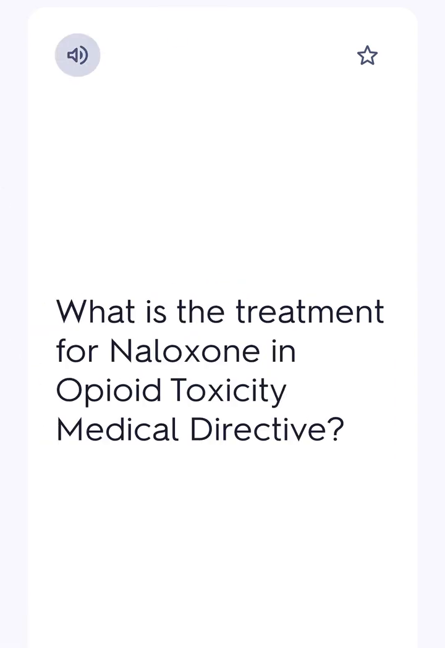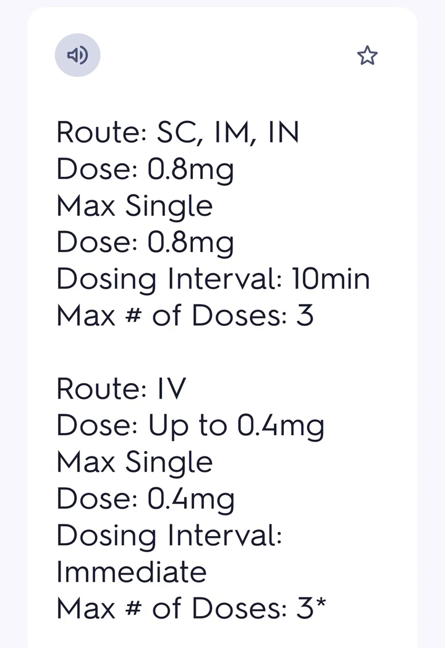What is the treatment for naloxone in the opioid toxicity medical directive? Route, SC or IM. Dose, 0.8 mg. Max single dose, 0.8 mg. Dosing interval, 10 minutes. Max number of doses, 3. Route, IV. Dose, up to 0.4 mg. Max single dose, 0.4 mg. Dosing interval, immediate. Max number of doses, 3 *.